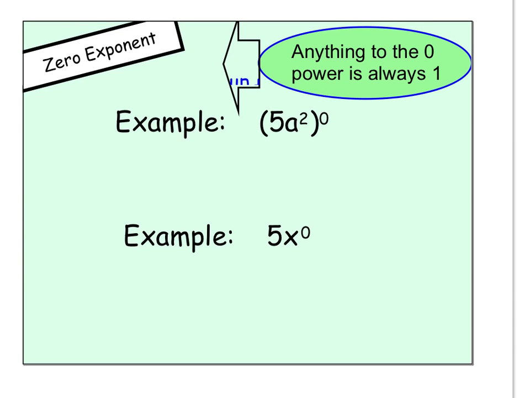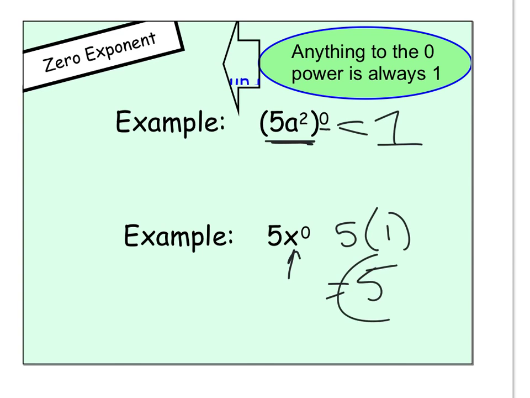So, 0 exponent. Anything in the entire world raised to the power of 0 is always going to equal 1. So this whole thing is raised to 0. My answer is 1. For number 2, look, just the x is raised to 0. So this is like saying 5 times 1, which is just going to be 5.